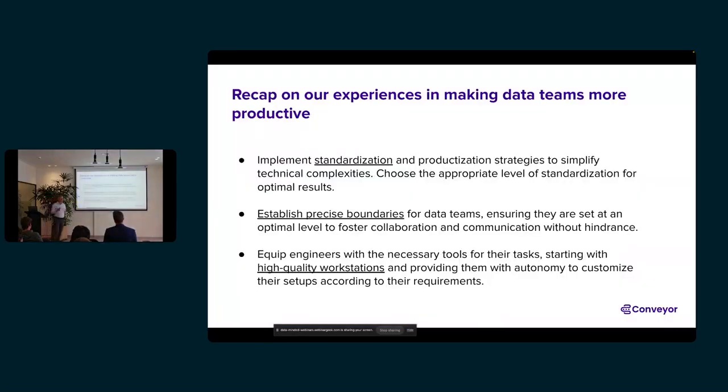So if I take a quick recap on things that have really helped us as customers to improve productivity, it's standardization. It reminds me of the stories of all the models and all the libraries that have been built in Luminus. The only way you can actually go fast is to standardize. Standardize on something and stick to it. Don't add technical complexity that you don't need. The second is establish boundaries. Making sure every team can work independently and is not dependent on other teams. Last but not least, provide the right tools to your engineers. And that comes down to providing high quality workstations.